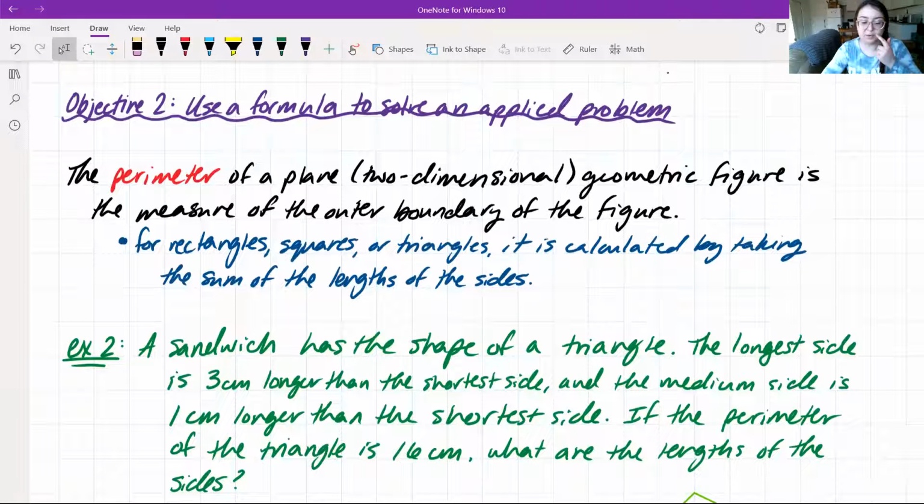Objective 2, we want to use a formula to solve an applied problem now. The perimeter, which we touched on in the very beginning, of a two-dimensional geometric figure is the measure of the outer boundary of the figure. So instead of thinking of covering whatever shape you're thinking of, you're now only considering the outside lengths. For rectangles, squares, or triangles, we would calculate this by taking the sum of the lengths of the sides. So we're just adding those lengths of sides together.